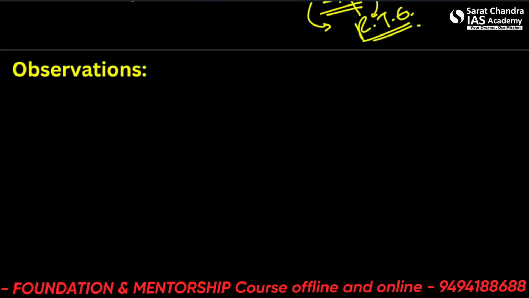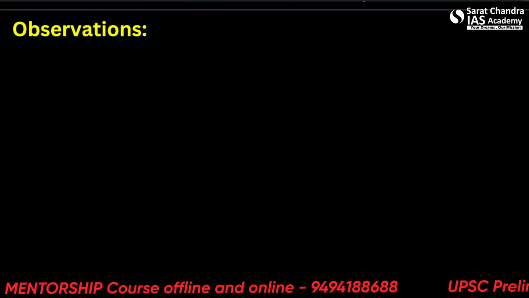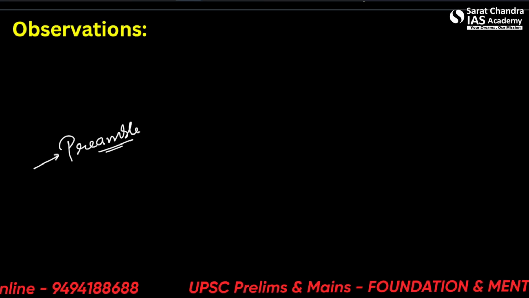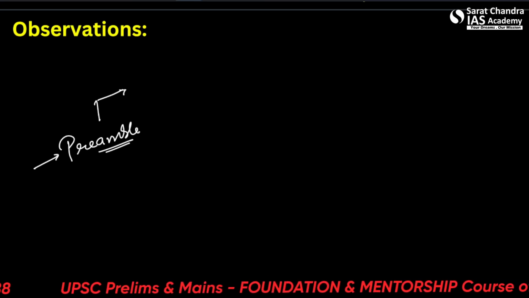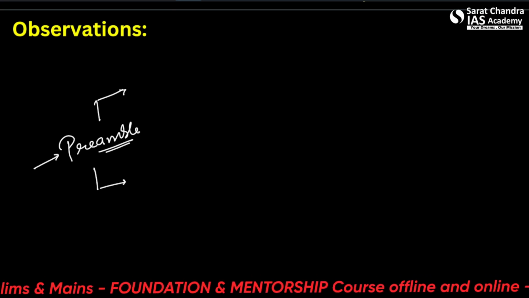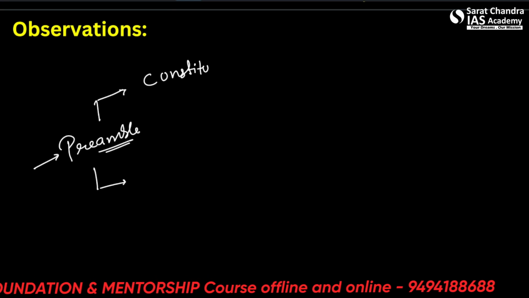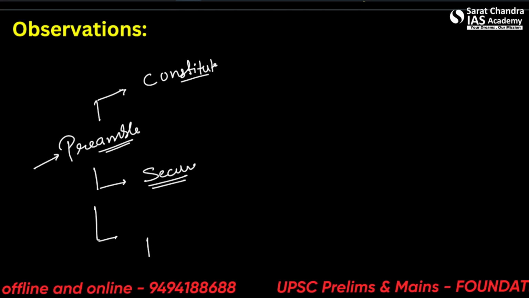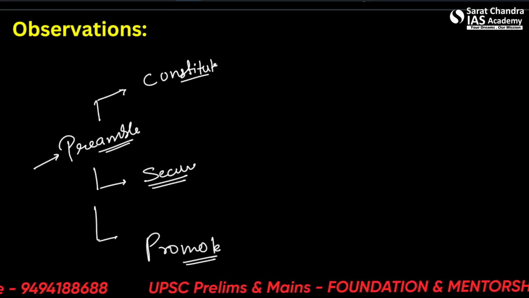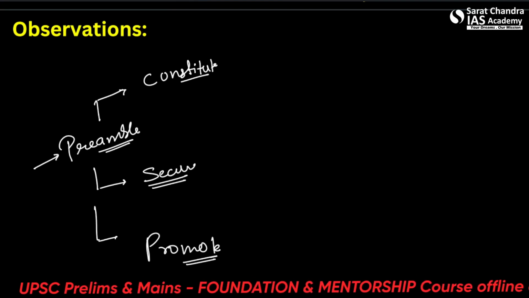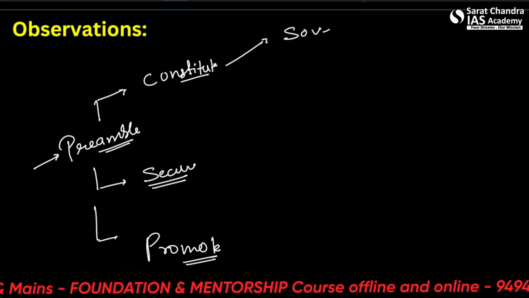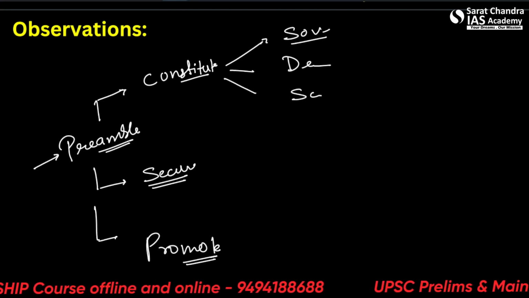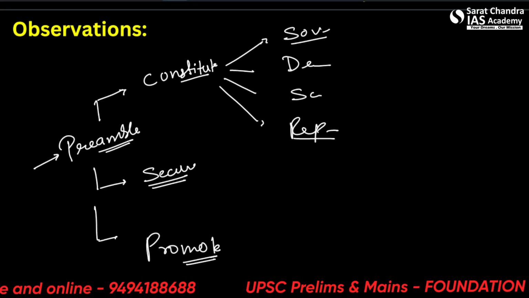All right. Let's now talk about the observations. So when we started with the preamble, we saw that the preamble tries to constitute India. The preamble tries for three things: to constitute, to secure to all the citizens, and to promote. To constitute India into five things: sovereign, democratic, socialist, republic, and secular.